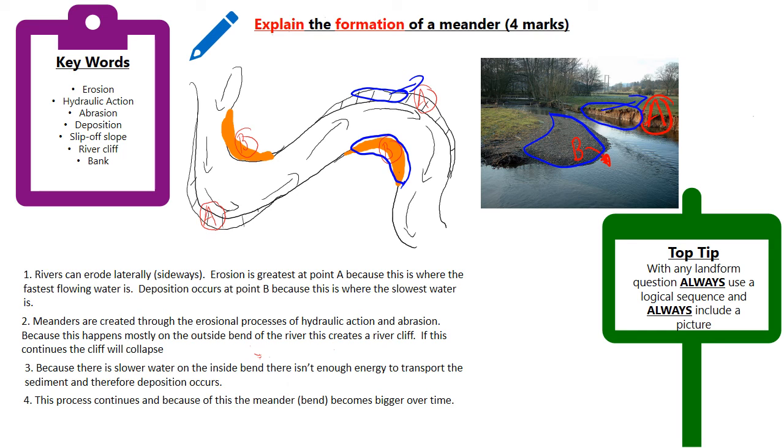And then this process continues, and what happens is the meander gets bigger, and you can see everything is shifting outwards, and then on this one it'll be shifting there, and you can see the meander starts to become bigger, or bendier, and the bend gets larger.